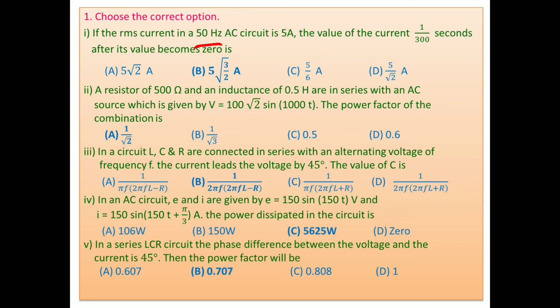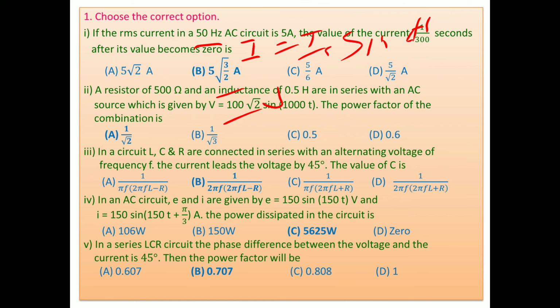Frequency is given. Which formula do we use here? We use the instantaneous current I equals I naught sine omega t. But RMS current is given. IRMS equals I naught upon root 2, so I naught equals root 2 IRMS.